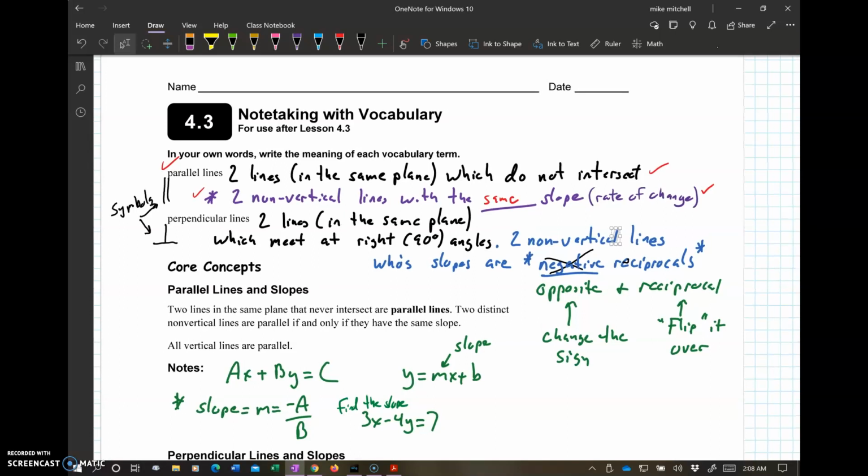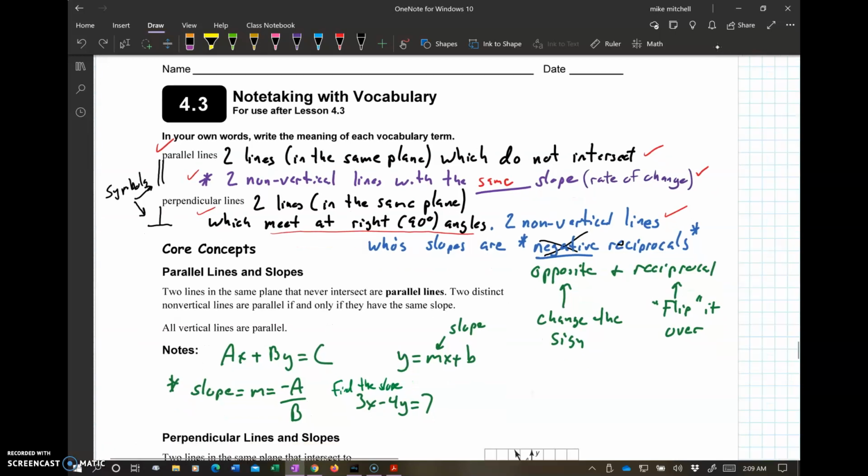Perpendicular lines: two lines in the same plane which meet at right angles, or 90-degree angles. In the blue here, second definition, two non-vertical lines whose slopes are, the book calls them negative reciprocals. I don't like that word. I prefer opposite reciprocals, or opposite and reciprocal. Negative makes it always sound negative. Opposite, you have to change the sign.